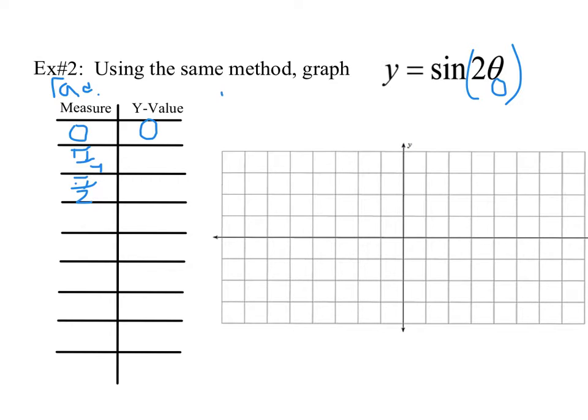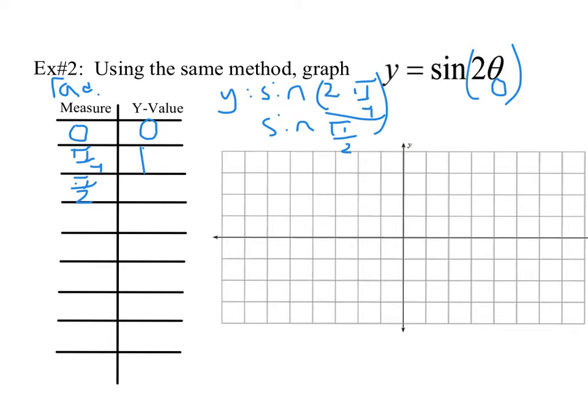Let's do the pi over 4. Let me show you the work for that. Y equals sine of 2 times pi over 4. Now this is where it gets kind of tricky, because your order of operations tells you to do this first. 2 over 4 is 1/2, so this simplifies to pi over 2. So what is the sine of pi over 2? The sine of pi over 2 is 1. So even though I'm at pi over 4, I'm really at 1.